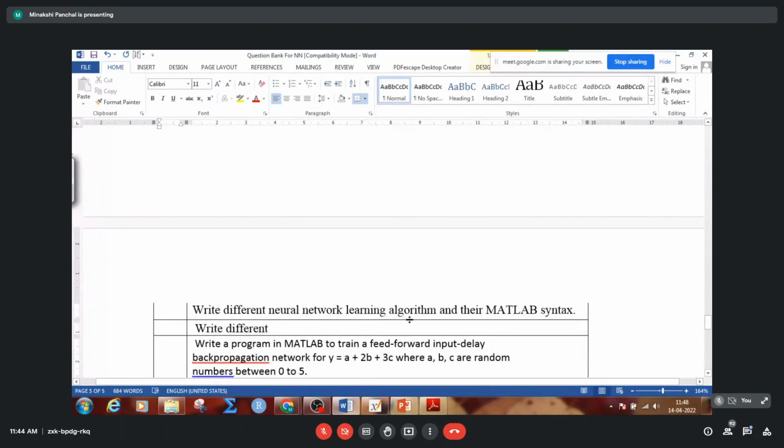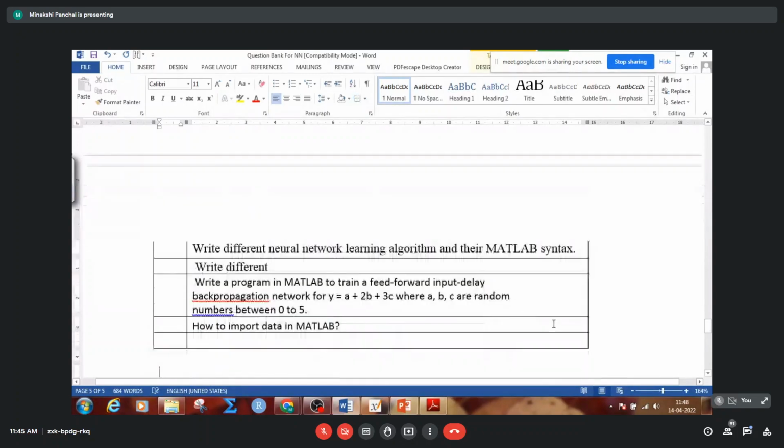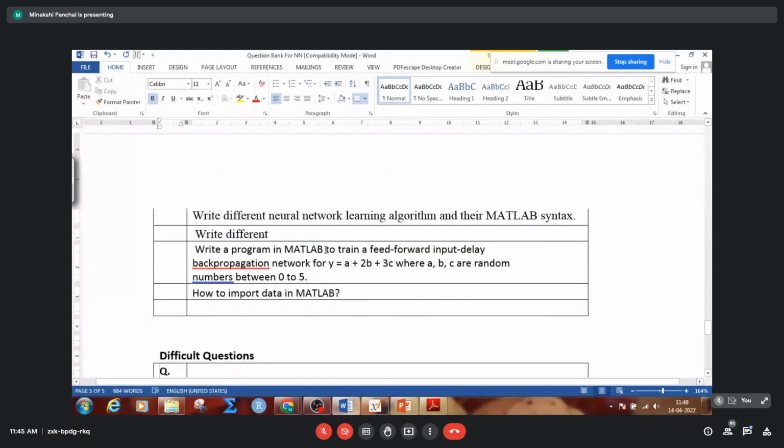Later on: write different neural network learning algorithms and their MATLAB syntax. This is all available in the shared PDF. जो PDF शेयर किया है उसमें ऑलरेडी अवेलेबल है ये. But for the MATLAB syntax related questions, it is a must to see that video. If you check the video, it will take a very less time, बहुत ही कम टाइम लेगा ये. And see this question also: write a program in MATLAB to train a feed forward input delay back propagation network.